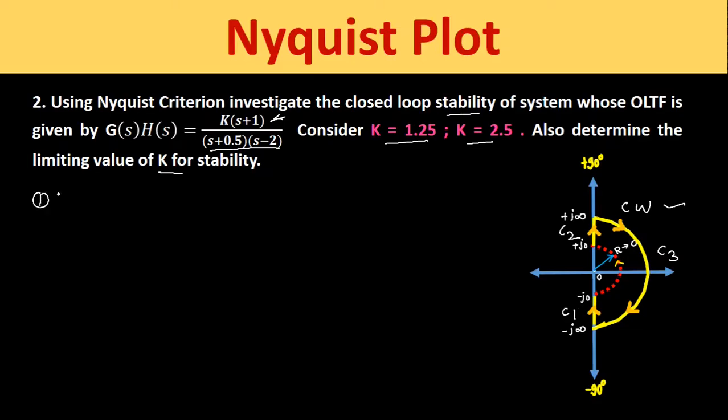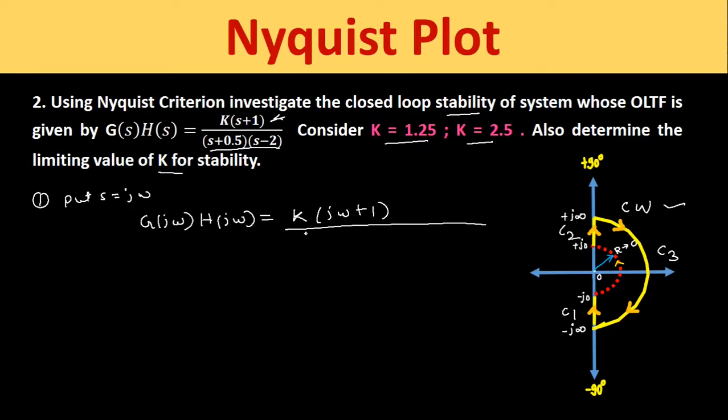So first step is to put s is equal to j omega in this equation of G(s)H(s). So we will get G(j omega)H(j omega) is equal to K into (j omega plus 1) whole divided by (j omega plus 0.5) into (j omega minus 2).